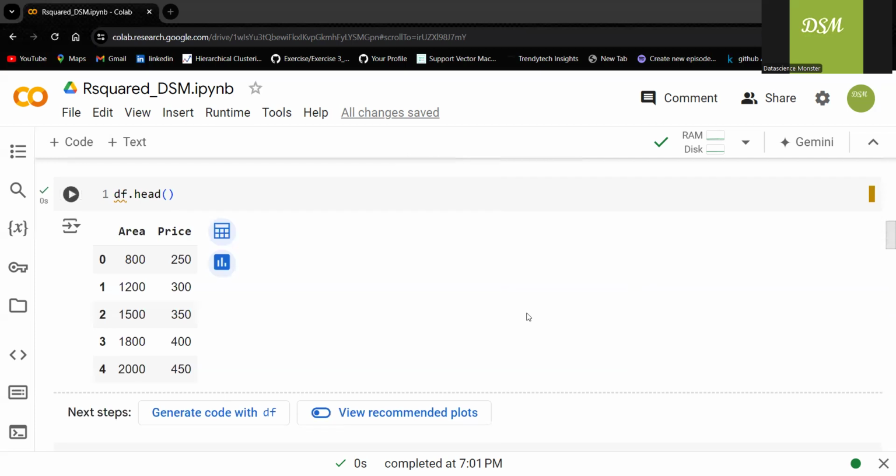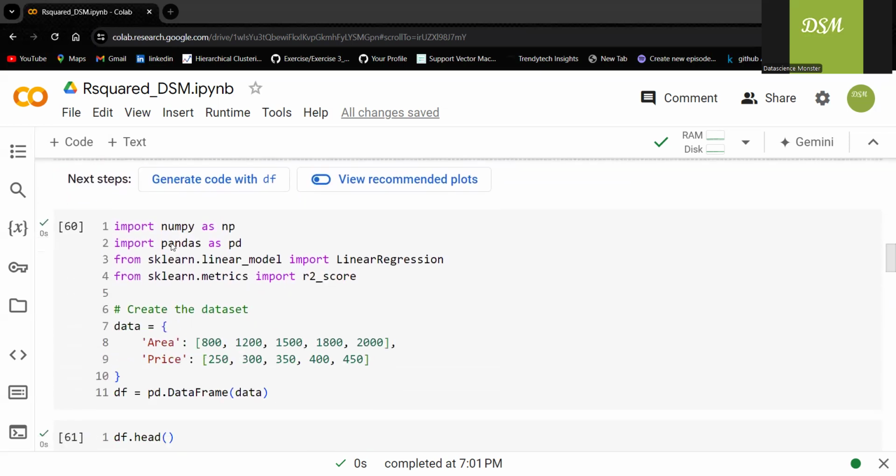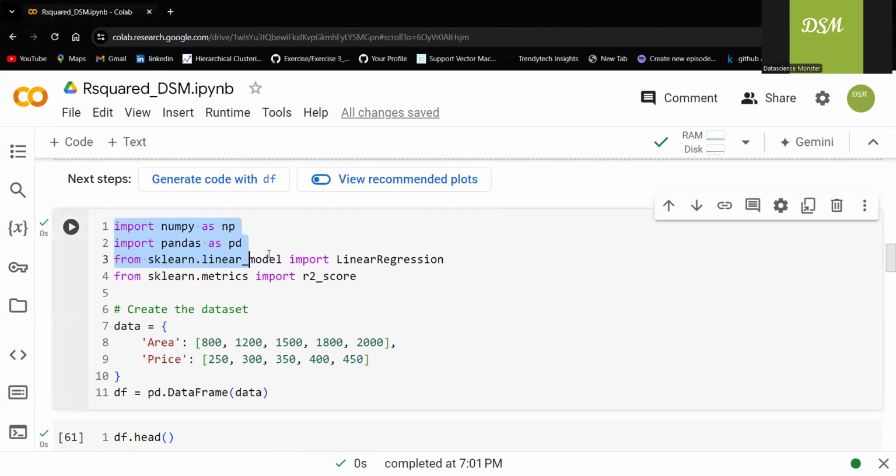To understand this better, I have taken a data set with area as well as price, where area is the independent variable and price is the dependent variable. What do I mean by independent and dependent variable? Based upon the area, I'm trying to predict the price of a house or land, whatever it is. So for this, I'm importing NumPy, pandas, the linear regression model as well as R-squared.